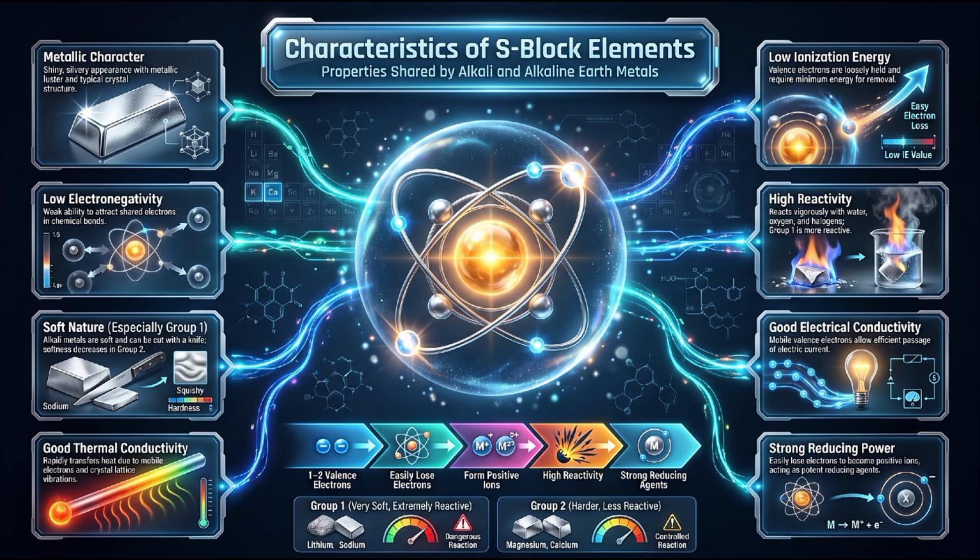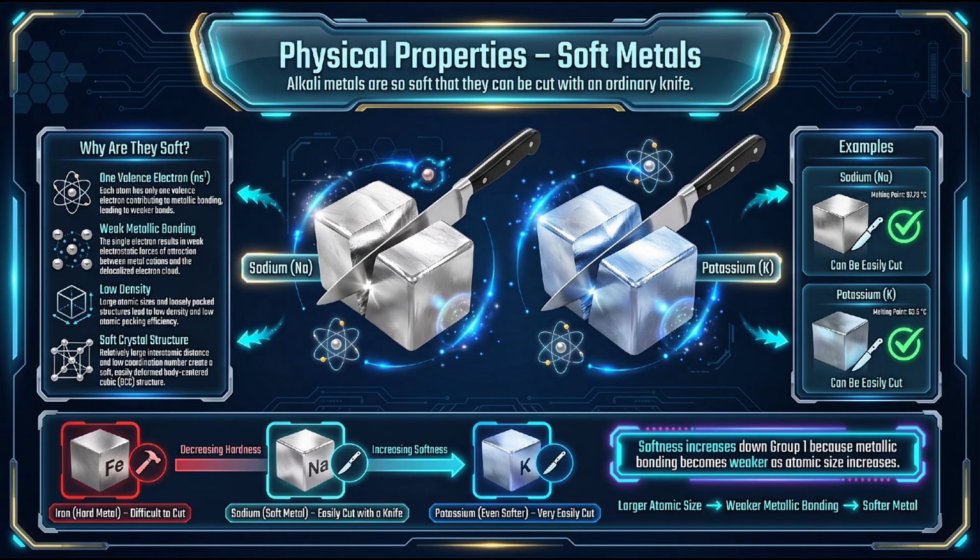Understanding these shared properties provides the foundation for studying the chemistry of the S-block, and explains why all members of these two groups behave in such similar ways despite differences in their size and atomic mass. One of the most noticeable physical properties of Group 1 alkali metals is that they are extremely soft. In fact, these metals are so soft that they can easily be cut with an ordinary knife.